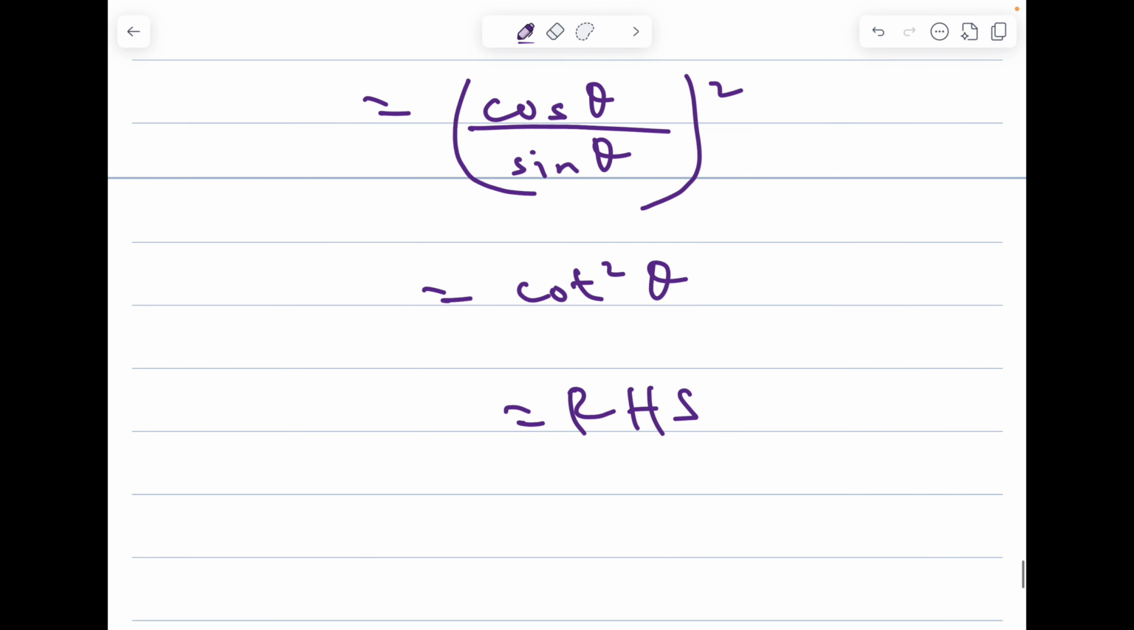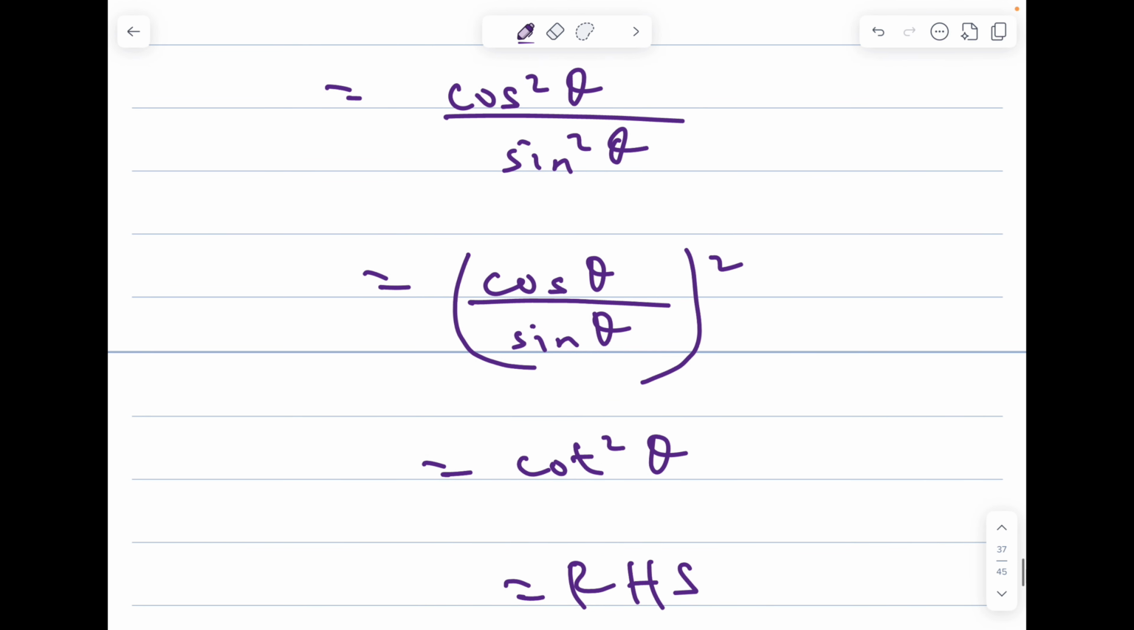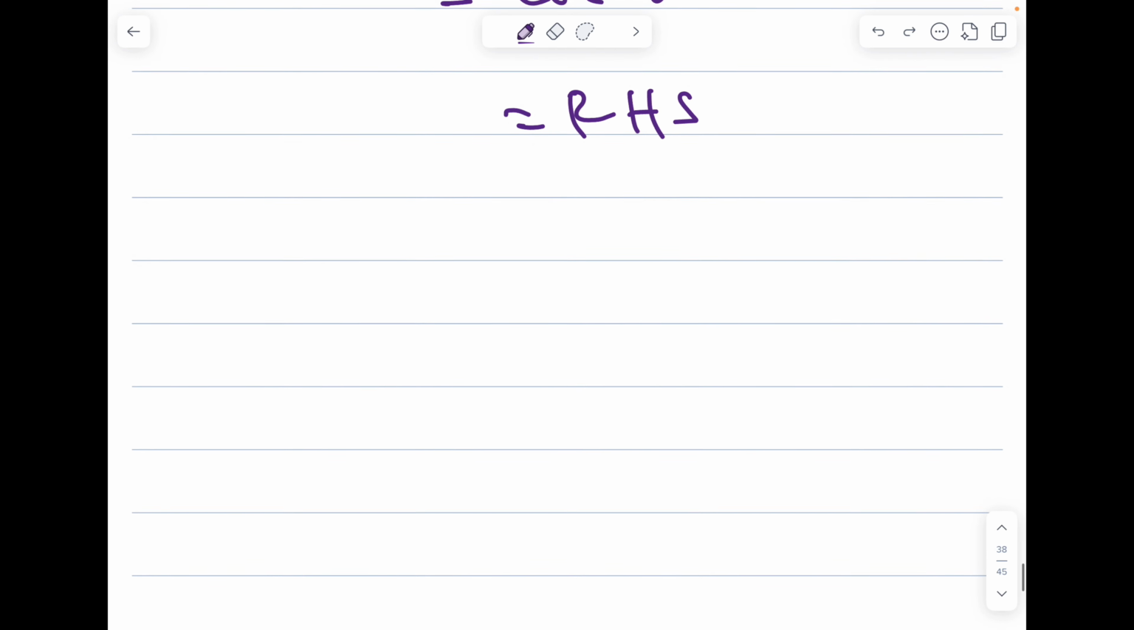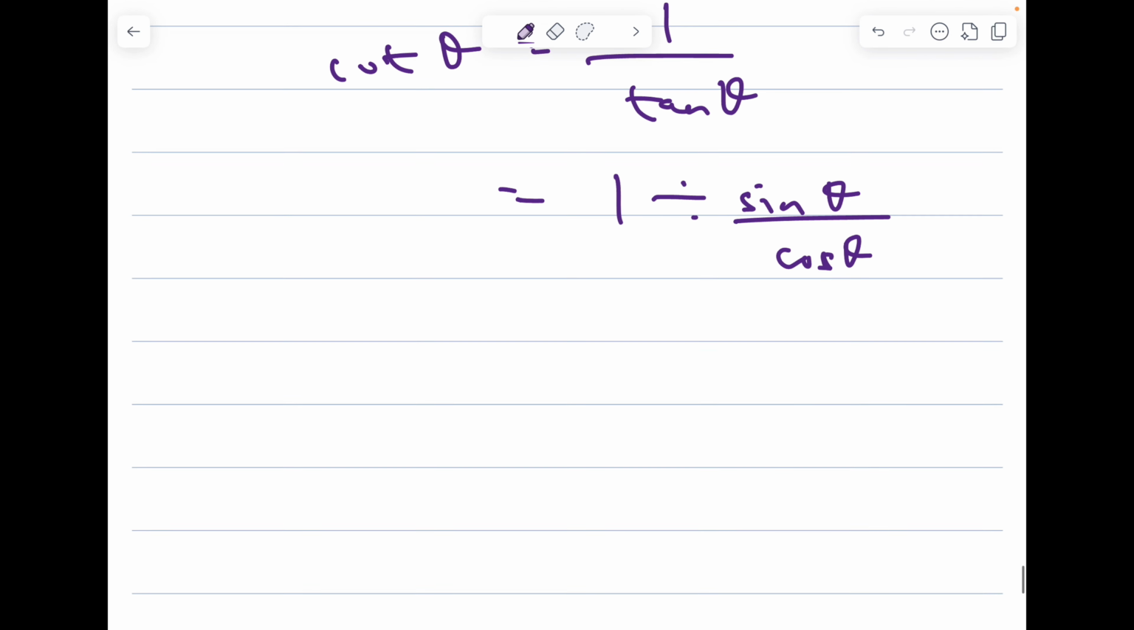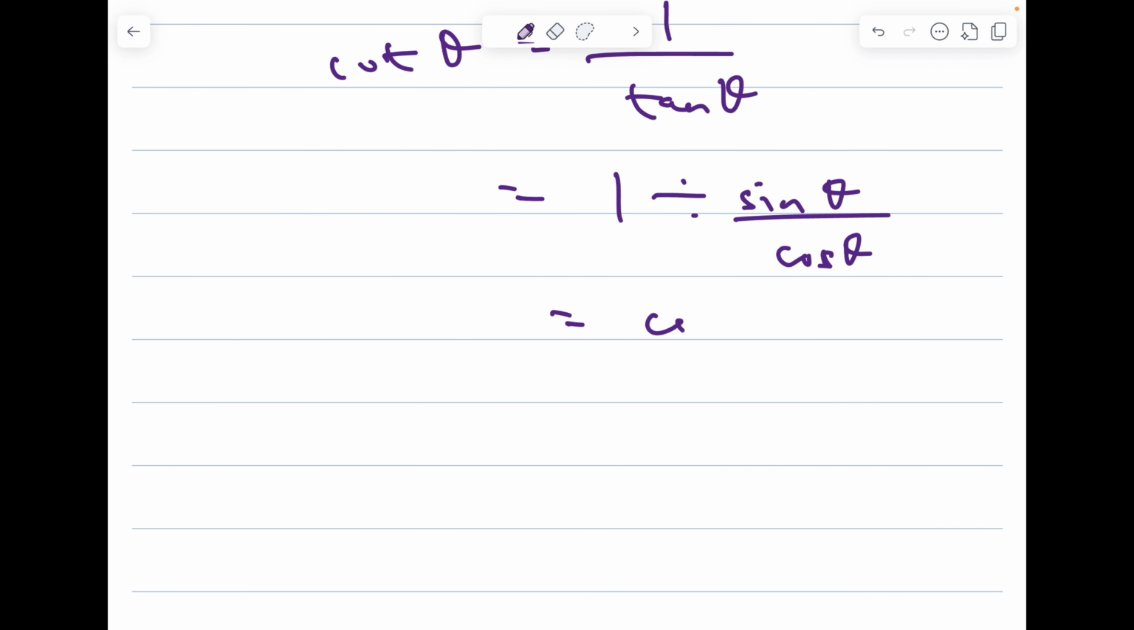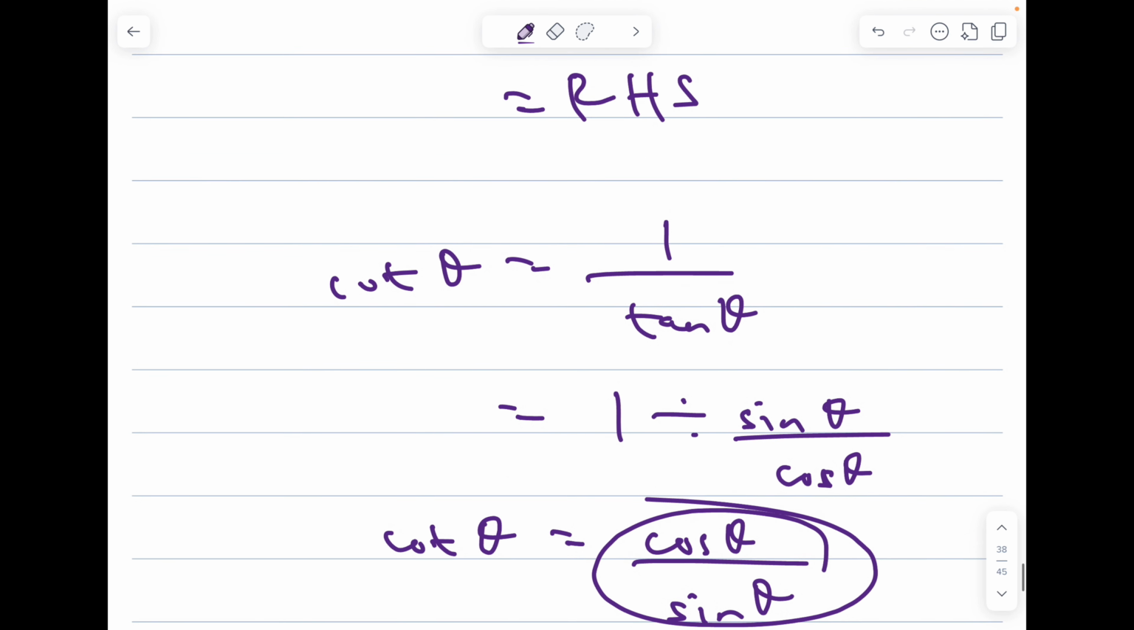And that's it, very, very simply. Don't forget how we got that cot theta is cos theta over sine theta. We already said that cot theta is 1 over tan theta, and we know that tan theta is sine theta over cos theta. That simply means 1 divided by sine theta over cos theta, which is now going to be 1 times cos theta over sine theta, which is cos theta over sine theta. That means cot theta is also the same as cos theta over sine theta.